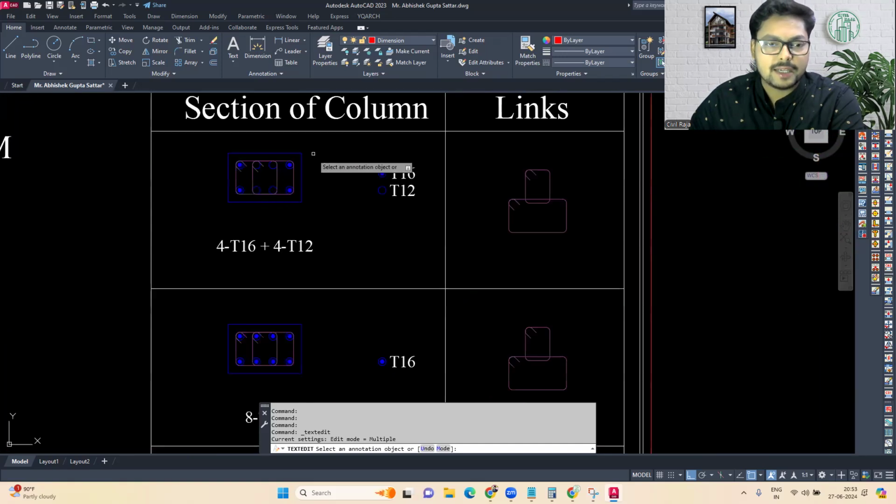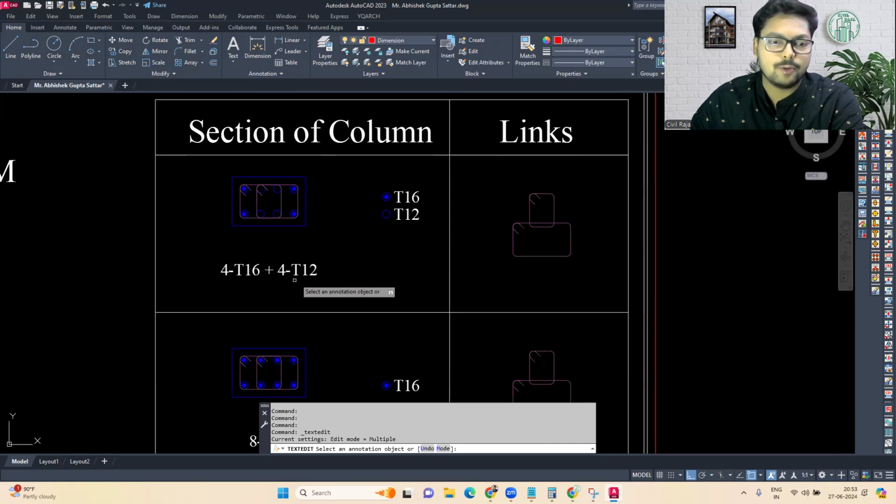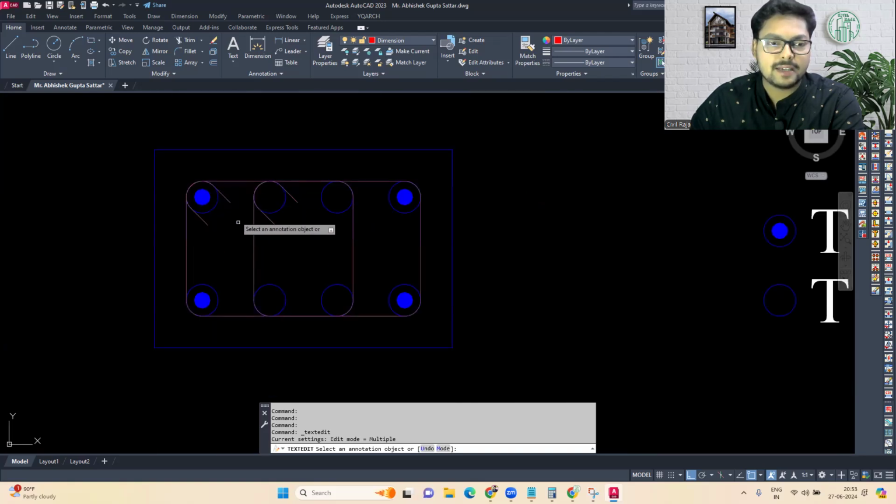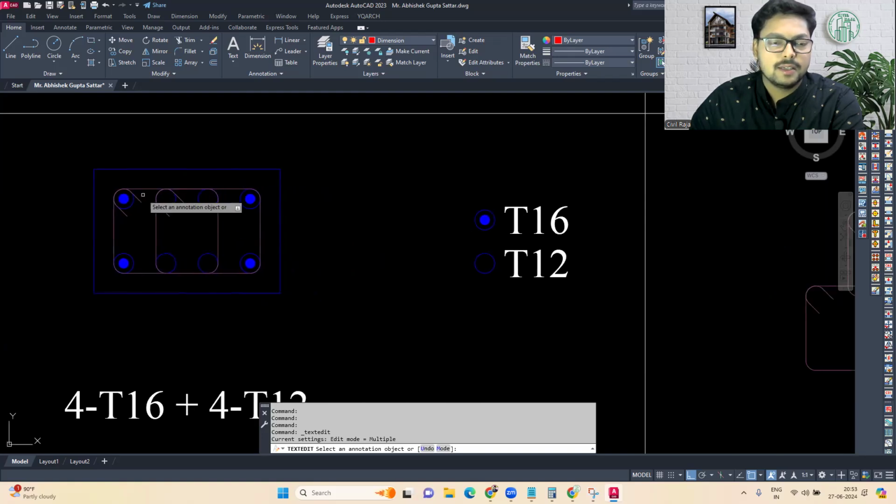So you can see that for 416 and 412 bars of 10 by 15 inches of the column, we can go ahead with the arrangement like this, like 416s will be at the corner as the outer bars. This is a symbol for the T16, and then T12 bars will be placed in the center, and then we have to mark the ties like this.